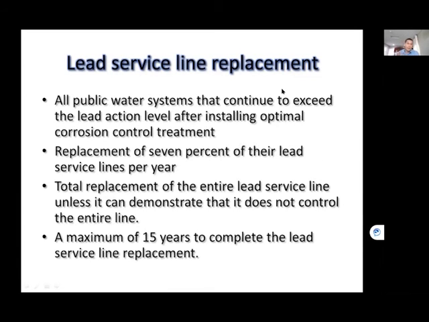Lead service line replacement. All public water systems that continue to exceed the lead action level after installation of optimal corrosion control treatment must do replacement of 7% of their lead service lines per year. Total replacement of the entire lead service line is required unless the system can demonstrate that it does not control the entire line. A maximum of 15 years to complete the lead service line replacement.